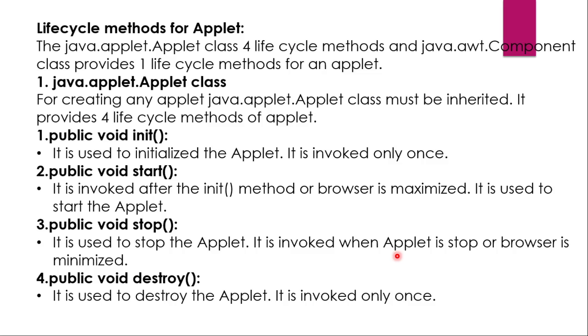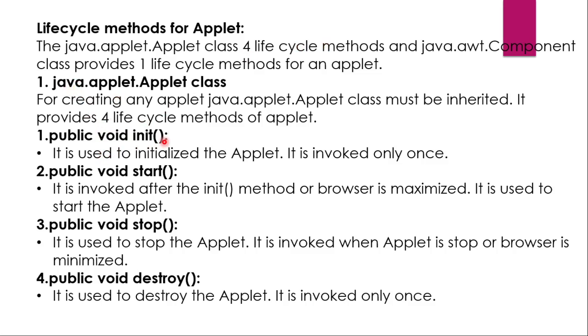I have given the explanation over here, you can go through this, and you just need to explain from which package we are going to take all these things. The java.applet class has 4 lifecycle methods, and the java.awt.Component class provides 1 lifecycle method. So as we have seen, from the java.applet package we are going to use 4 lifecycle methods.